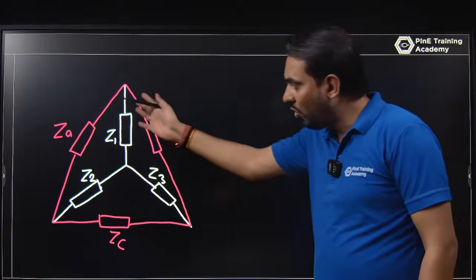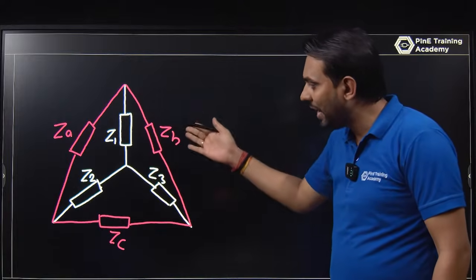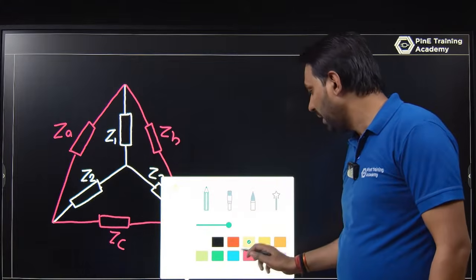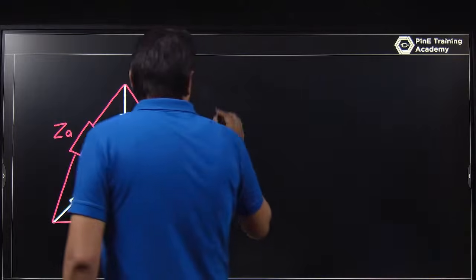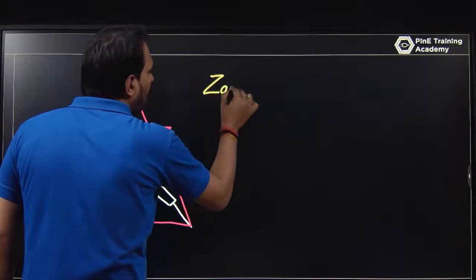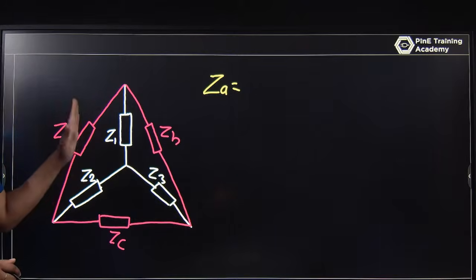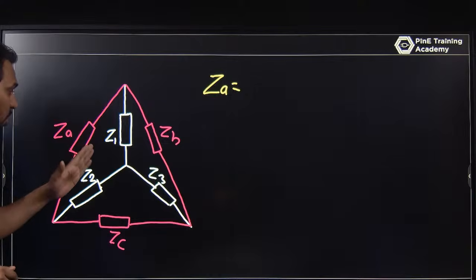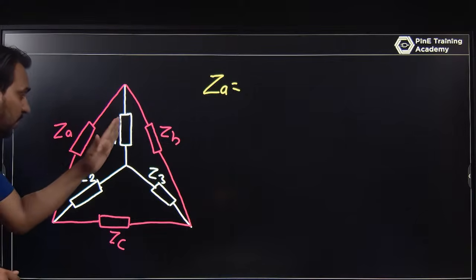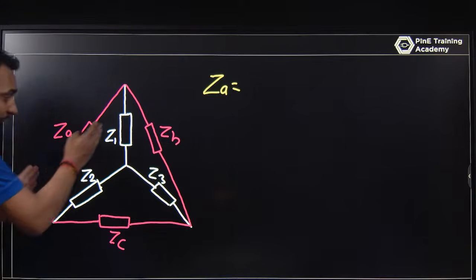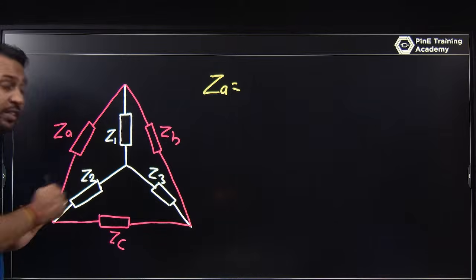So if you have a star formation, the value of ZA, ZB, ZC is what? The value of ZA is the conversion of star to delta. So delta will be a formation of ZA with the help of Z1 and Z2, because ZA is adjacent to Z1 and Z2.